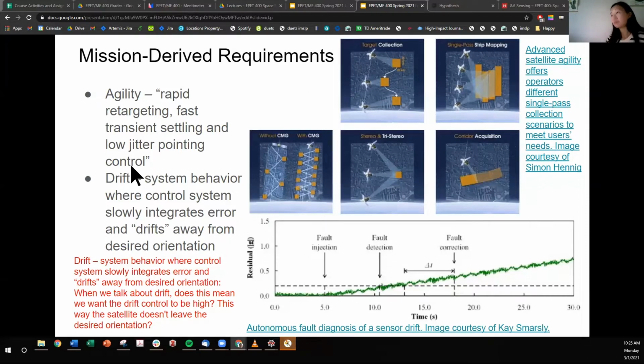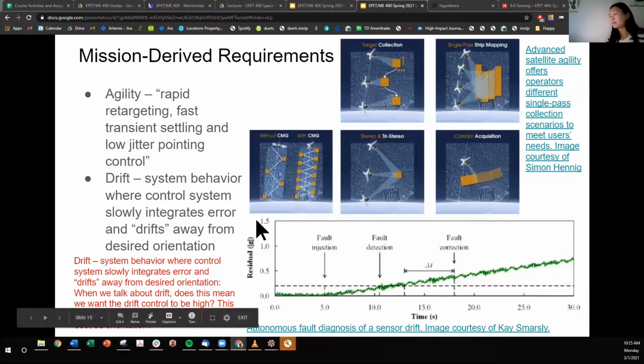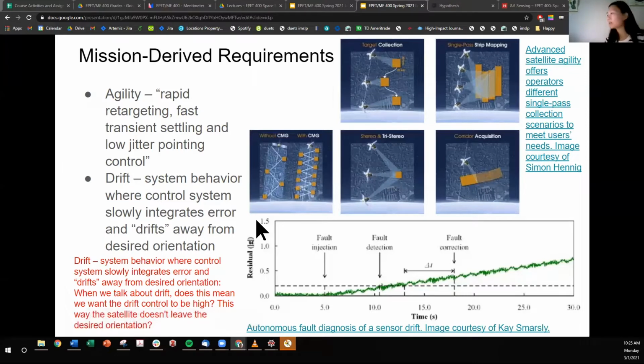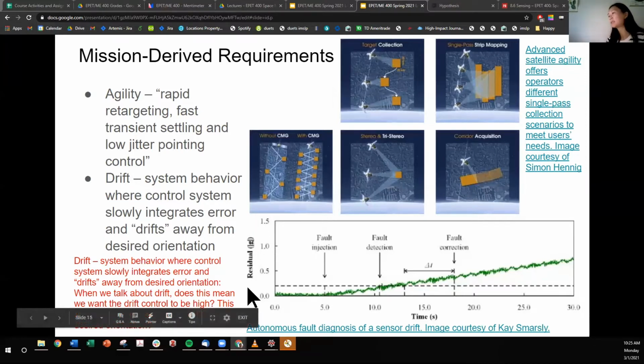Now, what is drift? Drift is a system behavior where control system slowly integrates error and drifts away from desired orientation. Drift can also be an accumulation of sensor error. So here is just a very generic depiction of drift where residual is some error.